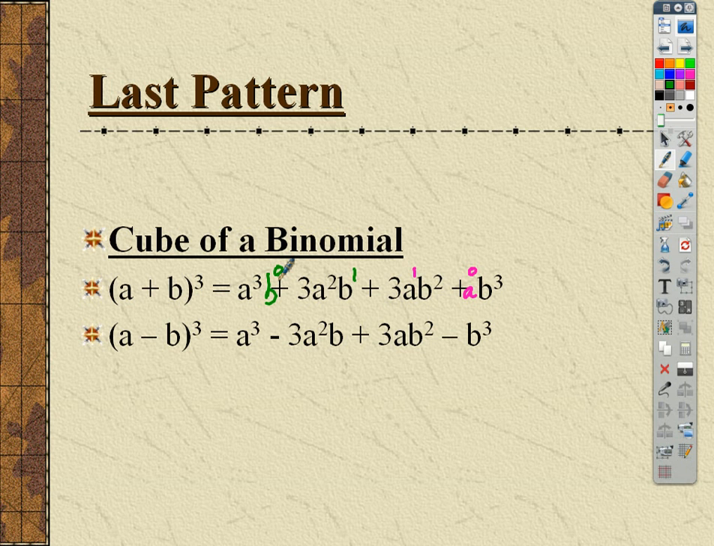Now, what do all the exponents add to in each of those terms? 3 plus 0, 2 plus 1, 1 plus 2, 0 plus 3. 3. So the exponential power starts off with the a, and then builds to the b, term by term. What about the coefficients? If we just look at the coefficients now, let's get rid of the exponent stuff. I've got a 1, a 3, and a 1. How do we remember that?